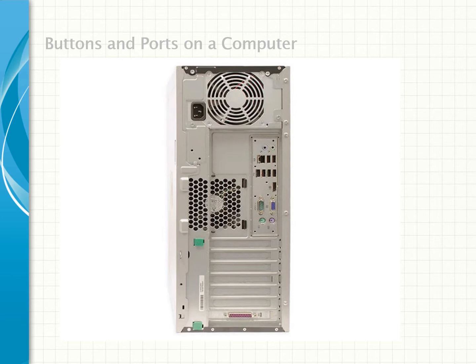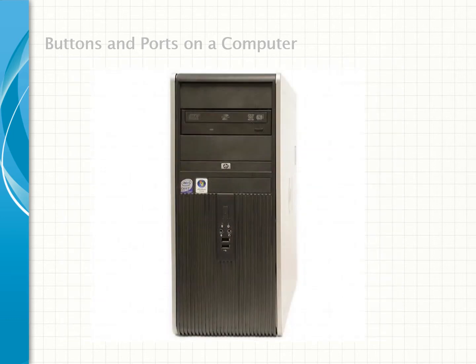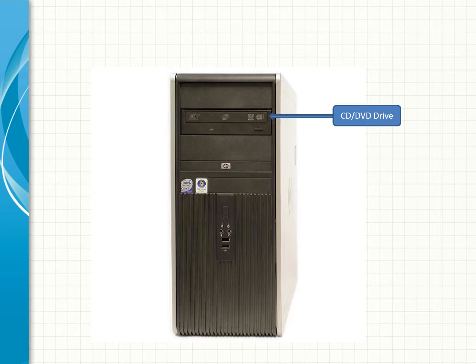Learning how these ports are used will help whenever you need to connect something to your computer, like a new printer, keyboard, or mouse. Most desktop computers have the following parts on the front of the computer. A CD/DVD drive. This device accepts CDs, or compact optical discs, or DVDs, digital versatile discs, or digital video discs, and on it there will be an eject button.